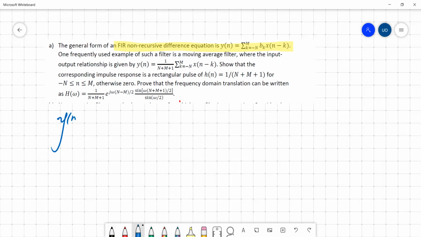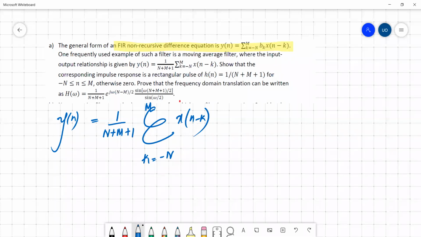For the moving average, this is the relationship: yn equals 1 over n plus m plus 1, sum over k from minus n to plus m of x n minus k. If you simply refer to the original difference equation, what is this bk?